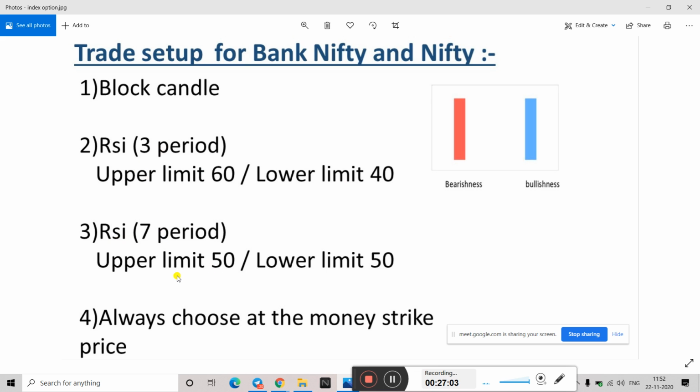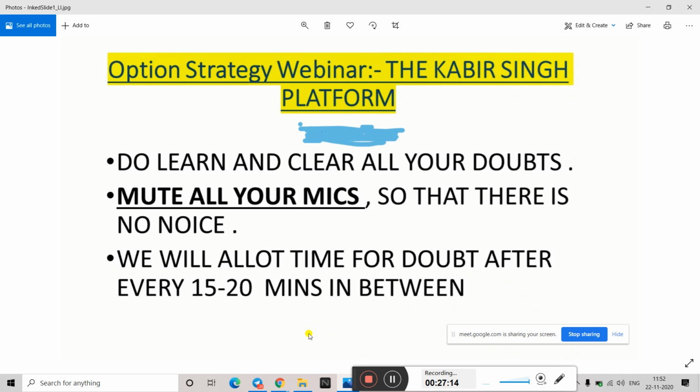This was of 3 period. And for this one the upper limit and lower limit are at the same place, around 50. You'll have it, and the strike price we are choosing is, just to give you a little idea, I hope. Let me check.